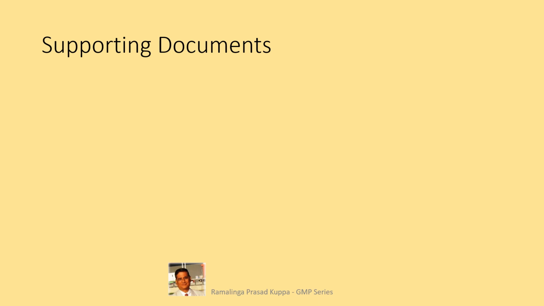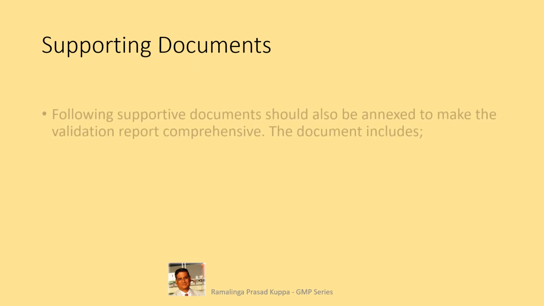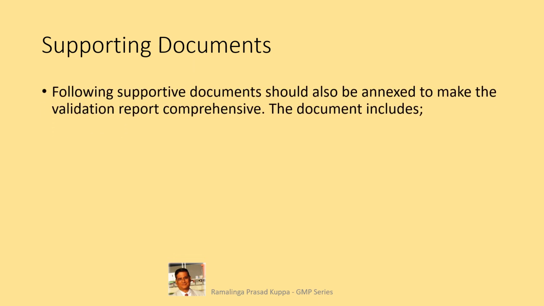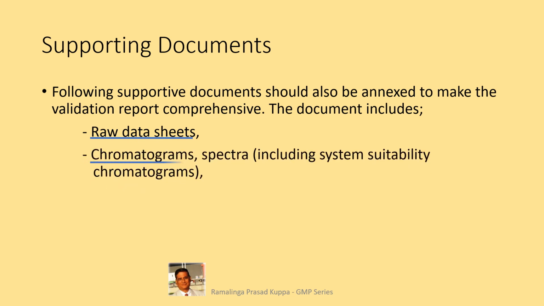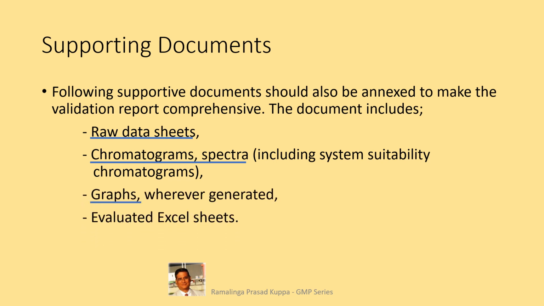Let us see what kind of supporting documents are required after executing the analytical method validation. The following supporting documents should also be annexed to make the validation report comprehensive. The documents include raw data sheets, chromatograms, spectra including system suitability chromatograms, graphs wherever generated, evaluated Excel sheets.